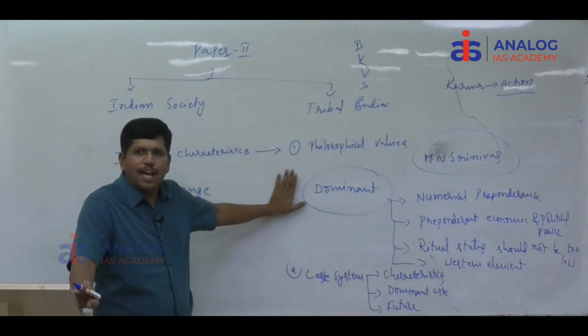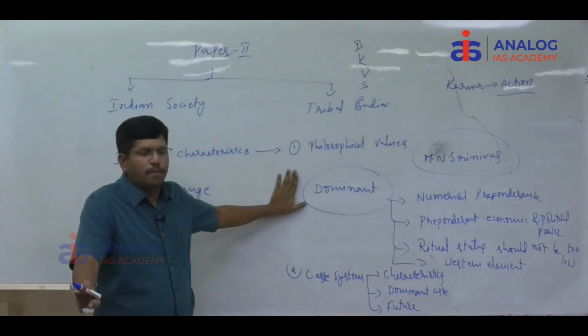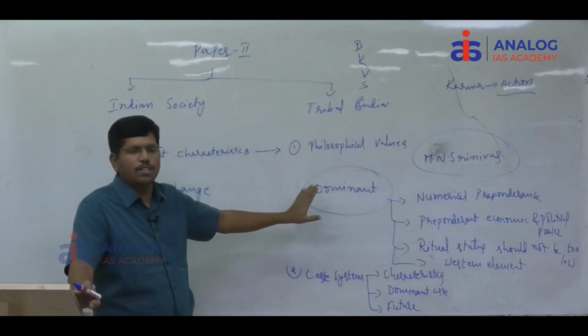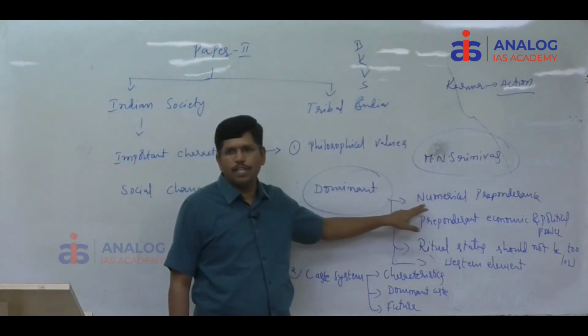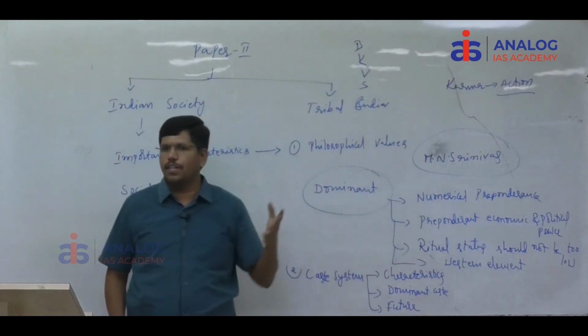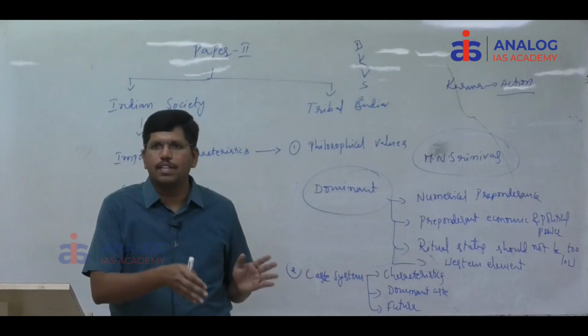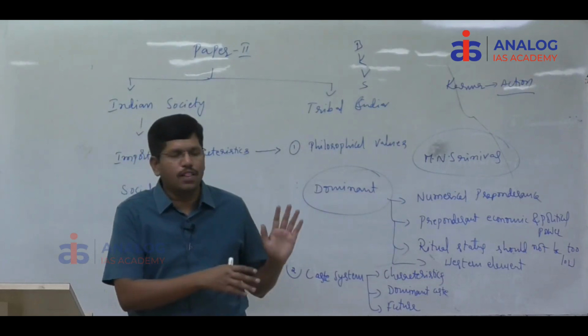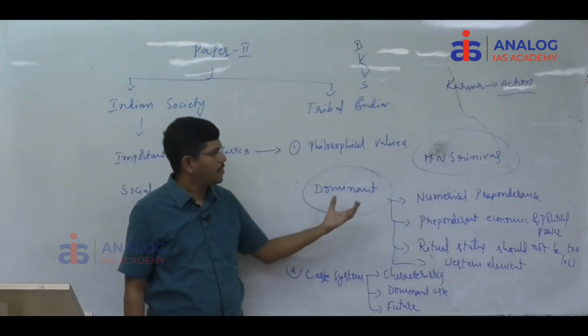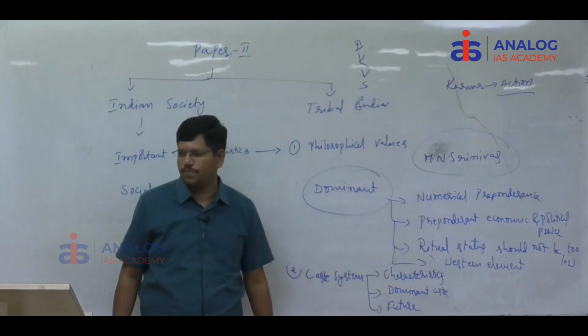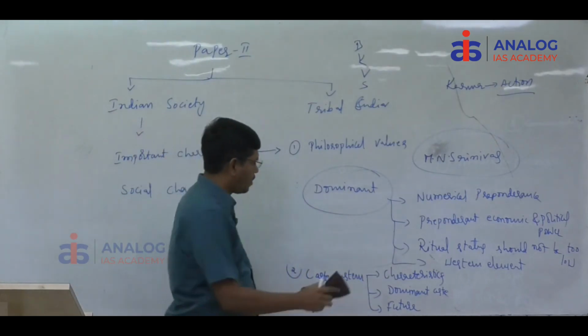This is the concept as explained by M.N. Srinivas. But here also there are certain exceptions. Numerical preponderance may not always be the criteria. If you go to Andhra Pradesh, Reddis and Chaudharis who are considered as dominant caste people, they are less than 10% of the population. So all the criteria need not be satisfied, but he has given these 4 criteria. This is about the concept of dominant caste.